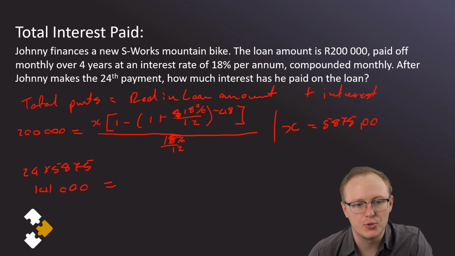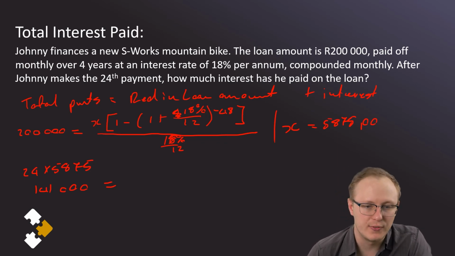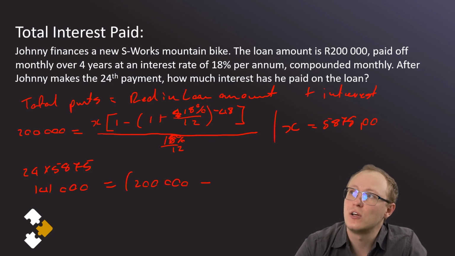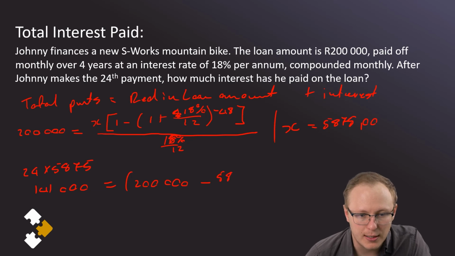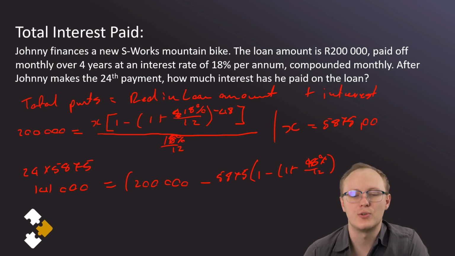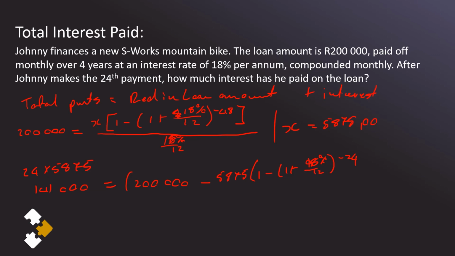And that's going to be equal to the reduction in the loan amount. So that's going to be the original loan amount, the 200,000, minus the outstanding balance on the loan. Again, the outstanding balance on the loan is the present value of everything that he still has to pay. So that's going to be this 5875 times the 1 minus 1 plus 18% over 12, and then how many payments remain? Another 24, so you got halfway through, and that's going to be over the 18% over 12. Plus the interest.